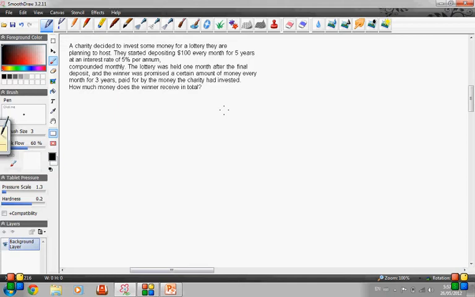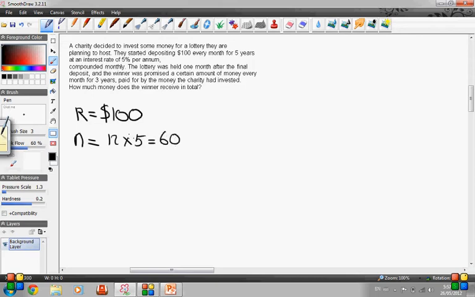So first of all, we need to establish some milestones in this question just to keep ourselves sane, because this is a difficult question. We know that the charity is depositing $100 every month for 5 years. So we know that the R value, because this is an annuity, as you can see, they are making regular deposits of money, would be $100 every month for 5 years, which means that in total, the number of months, or the number of compounding periods you could say, is every month, which is 12 months in 1 year, multiplied by 5.